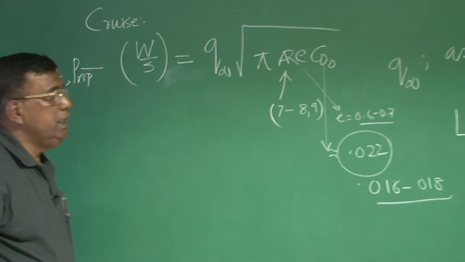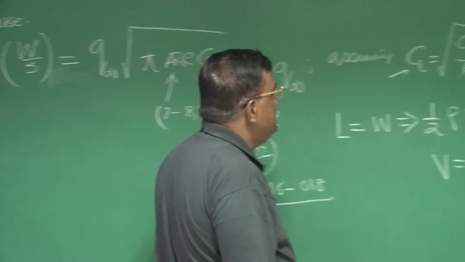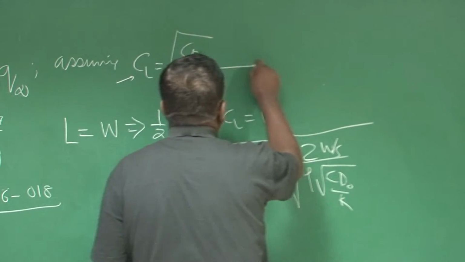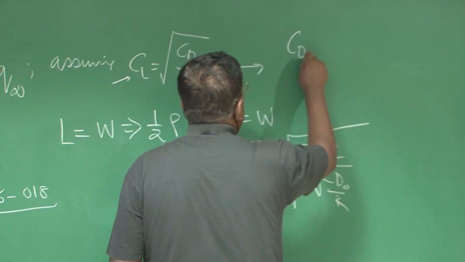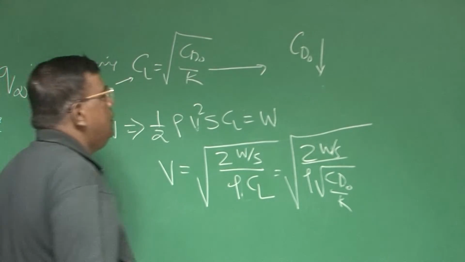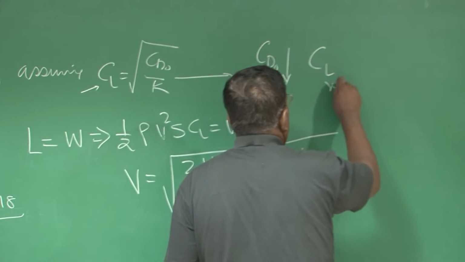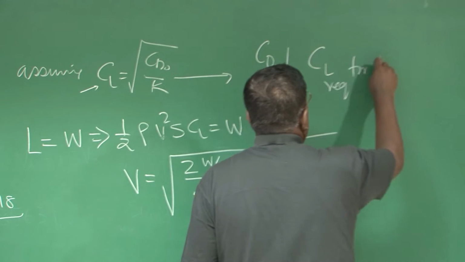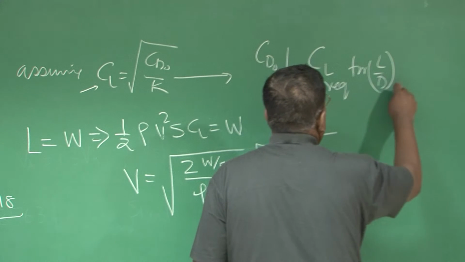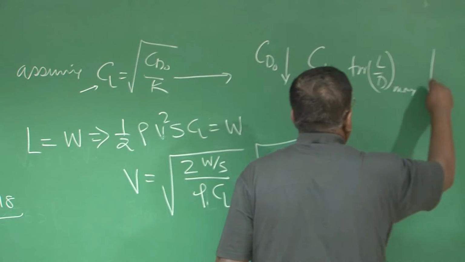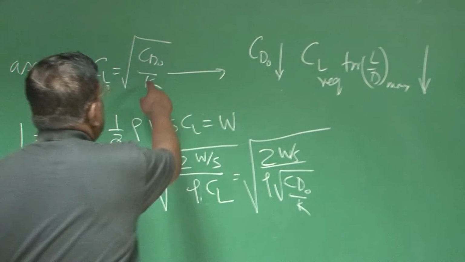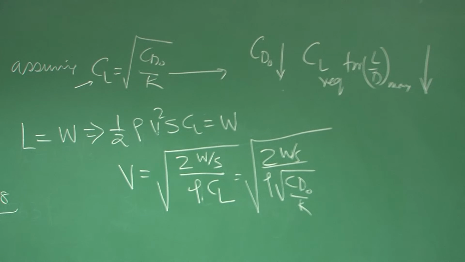The important understanding is, if you reduce CD naught, then the CL required for L by D max also goes down. See this expression for a given aspect ratio, right?